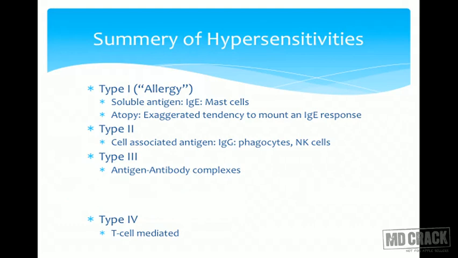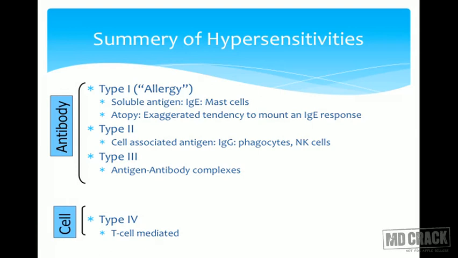To summarize the hypersensitivity reactions, types 1, 2 and 3 are all antibody mediated, whereas type 4 is cell mediated. Remember type 1, the classical example, the 4 A's: asthma, allergy, anaphylaxis and atopy. It's all the story of mast cells and eosinophils. Atopy is a very classical example where there is an exaggerated tendency to mount an IgE response. In type 1 hypersensitivity reaction, the serum IgE levels should be very high.